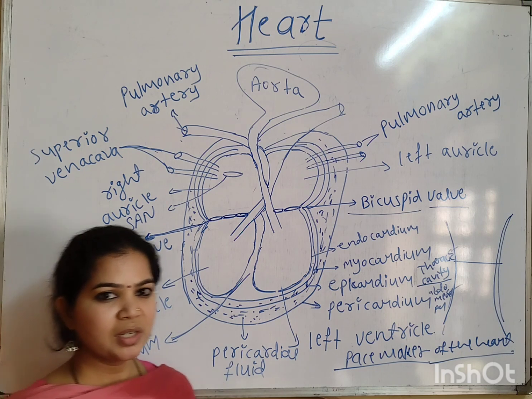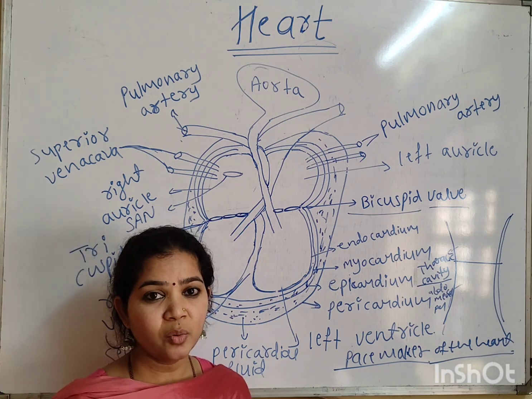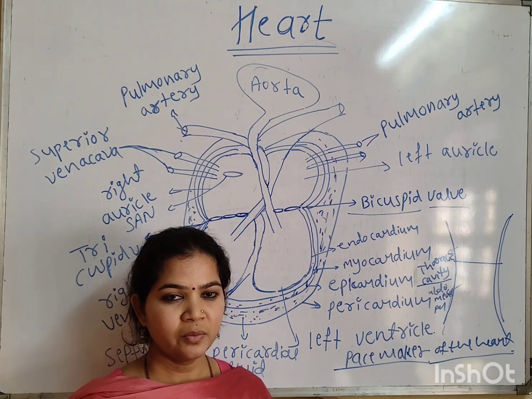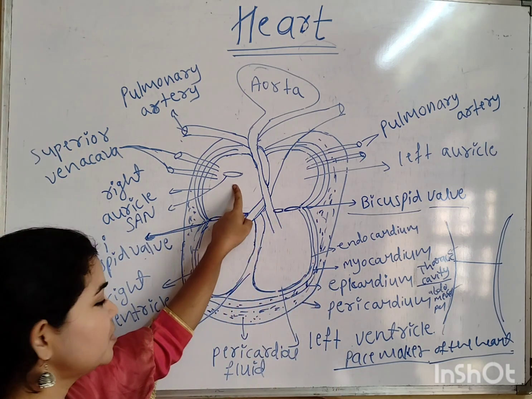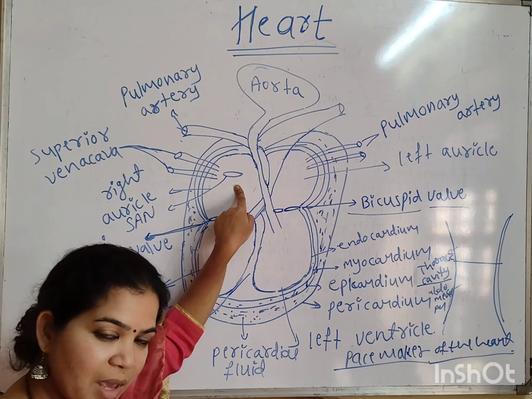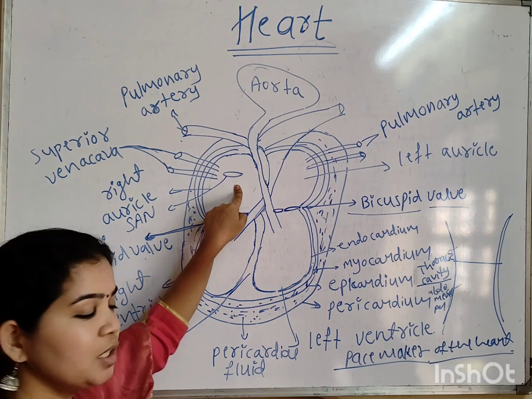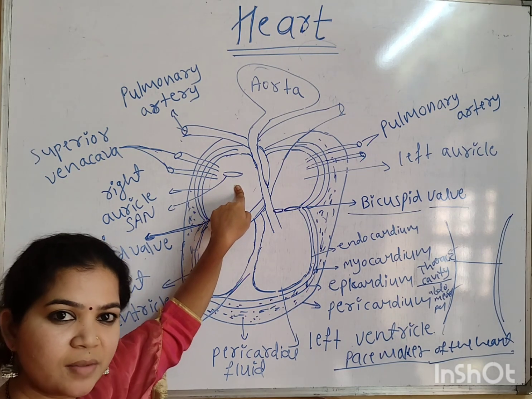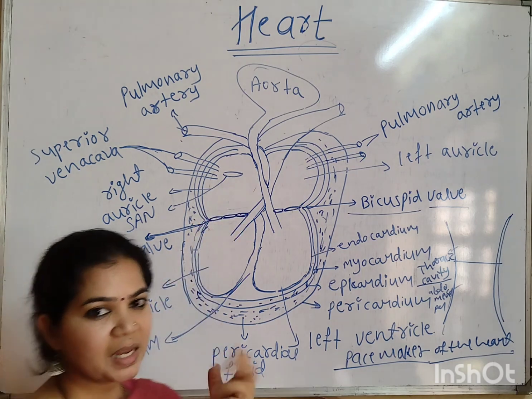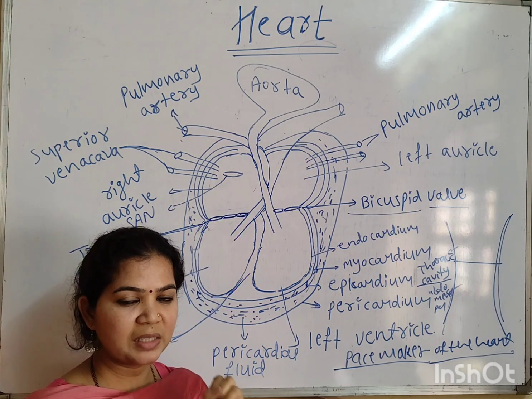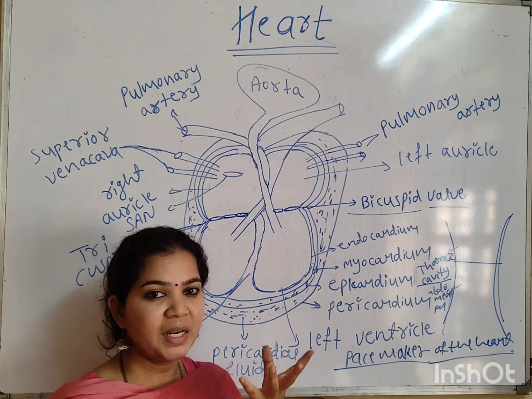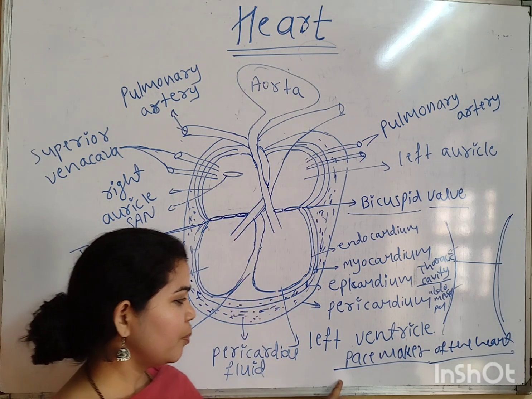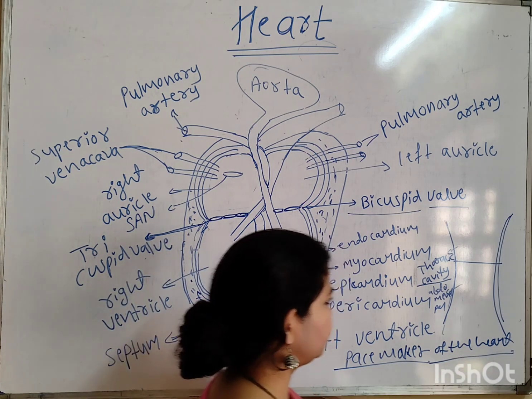Otherwise you can get a question like, where does the heartbeat originate in our heart? This is the SAN, a muscle fiber located in the first chamber of the heart, that is the right auricle. This is the main muscle fiber that generates, or produces, the heartbeat. So that's why it is called the pacemaker of the heart.